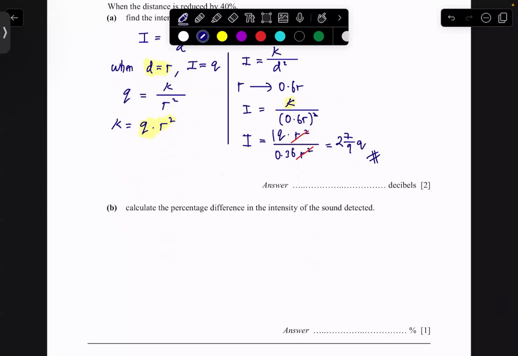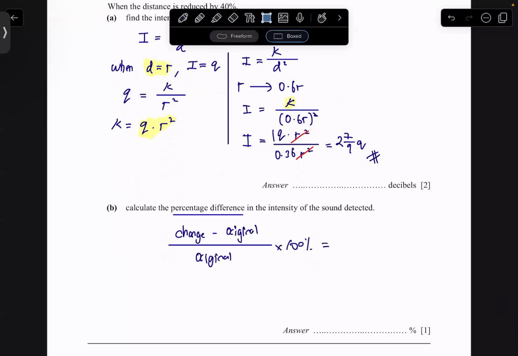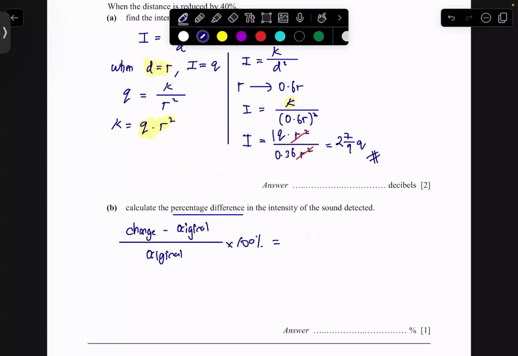Calculate the percentage difference. Now, percentage difference will be change minus original over original times 100%. So we'll have 2 7 over 9 q minus q, over q, times 100%. If I factorize out the q, it's basically just 2 7/9 minus 1 over q, and the q gets cancelled off, times 100%, which will give me 1 7/9 times 100, which is 177 7/9%.